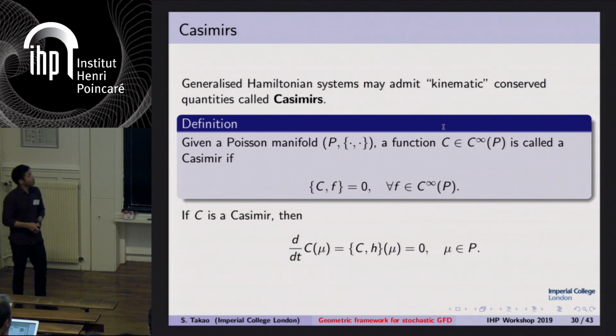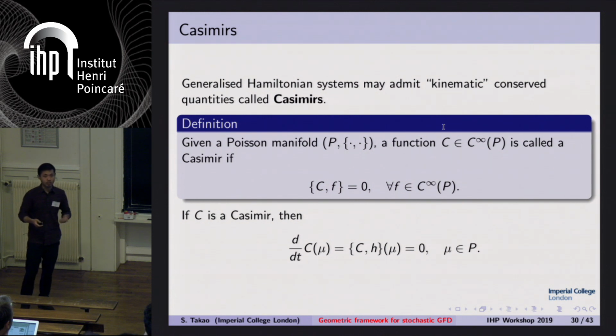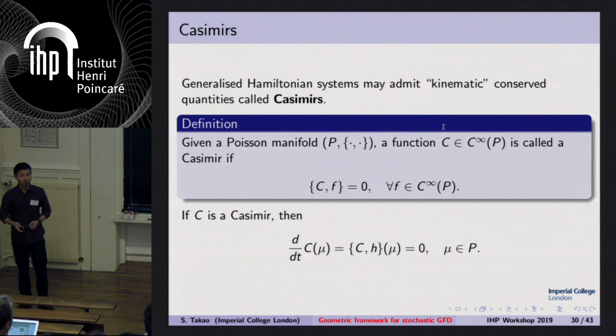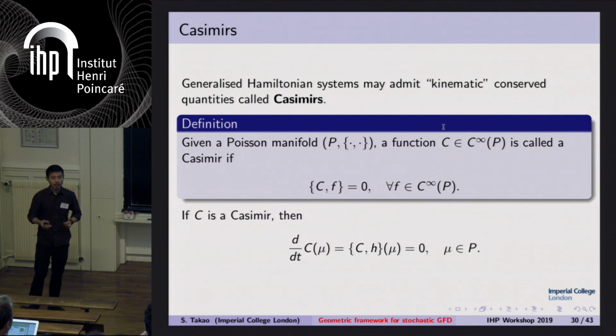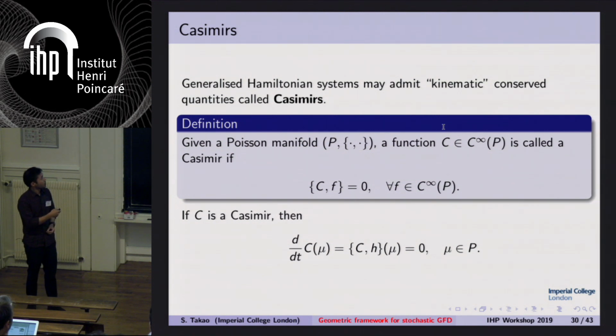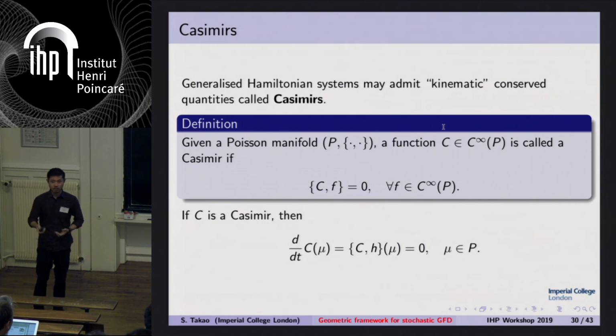Right. So Casimirs, again, as I said, depend on the Poisson structure only. If you're given a Poisson structure, we say that a function C is a Casimir provided that it commutes with every function in the phase space. So it's any function that commutes with any other function under the Poisson bracket. This is called the Casimir. It's kind of like the degeneracy of your Poisson bracket. If you have a Casimir C, then because of the generalized Hamiltonian system, the rate of change of your Casimir is equal to the Poisson bracket of the Casimir with the Hamiltonian. But because your C commutes with every other function, this is going to be equal to 0. So in particular, your Casimir is a conserved quantity.